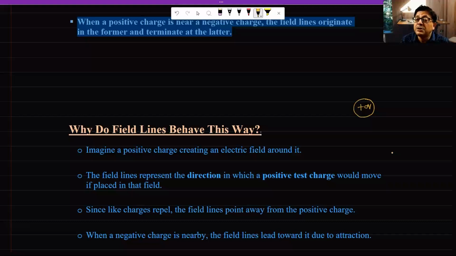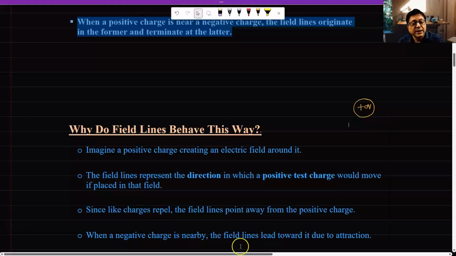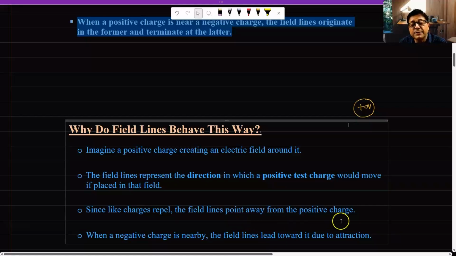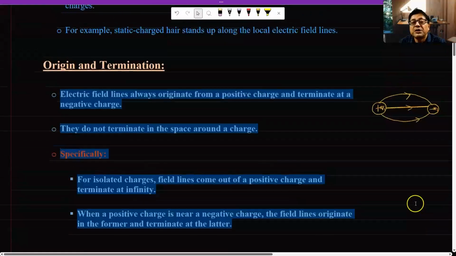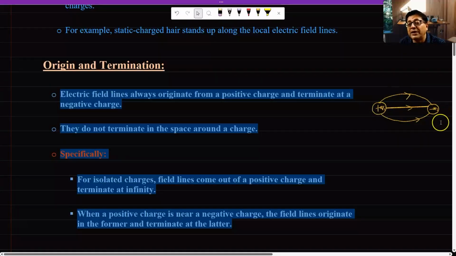This positive charge will create electric field lines in its surroundings. Field lines represent the direction in which a positive test charge would move if placed in that field. That is already explained. And like charges repel, so field lines point away from a positive charge. For a negative charge nearby, field lines lead towards it due to attraction. So you understand why the field line will be directed from plus Q1 to minus Q1.